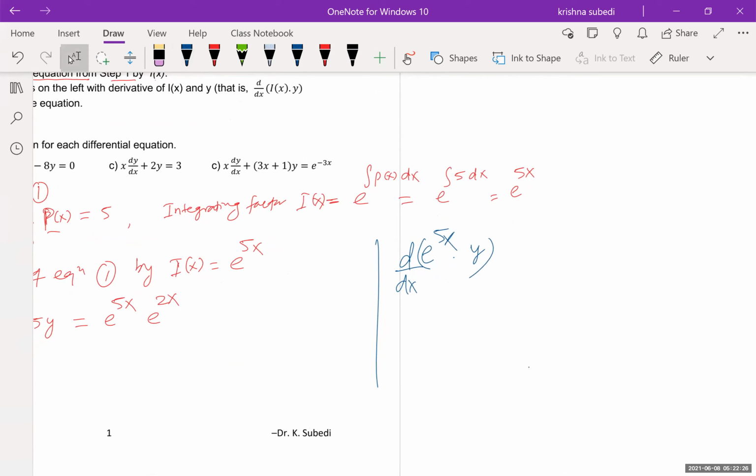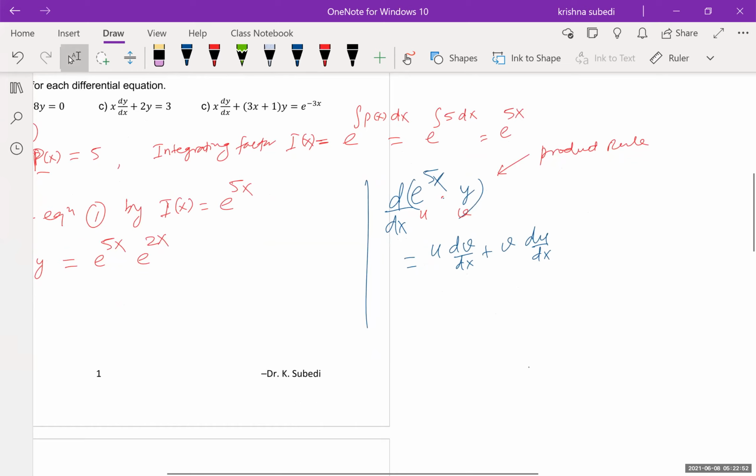So the derivative is, remember, this is a formula, this is u and this is v. It's a product rule. So we're going to use the product rule. If you use the product rule, what do you get? The formula is u dv over dx plus v du over dx. That's the formula, right? Everybody know? Product rule of derivative. We're talking about derivative here.